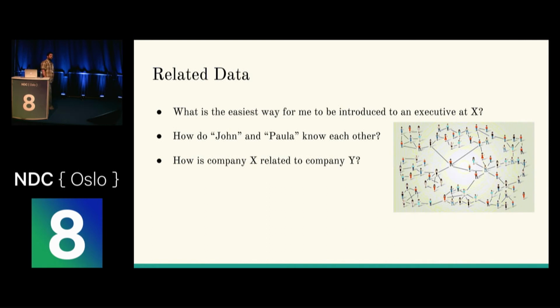Let's say you have a related data question. You want to find, what's the easiest way for me to be introduced to this executive? Maybe you want to get introduced to an executive in your LinkedIn, and you looked at your LinkedIn contacts and want to find out how to get between two people, or how two people inside a company know each other. How is this company related to that company inside my CRM system? Well, this is where a graph answers your question. If you listen to what I said, the word you'll hear come up over and over again is relations. Relations are really what graph databases are about.